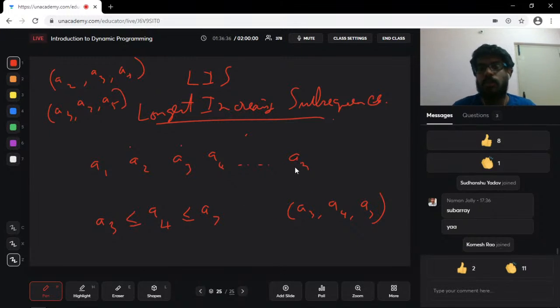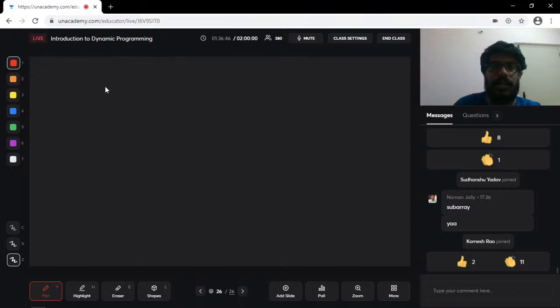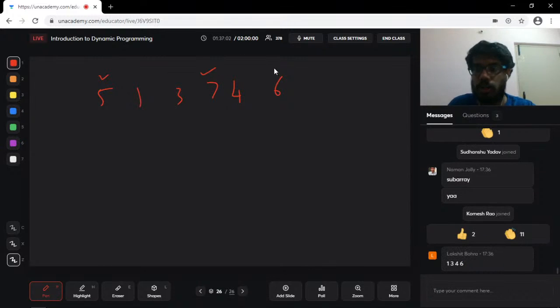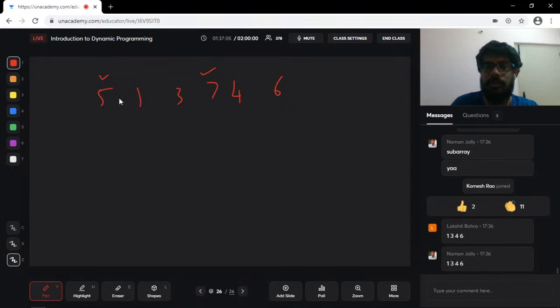So given an array, there will be lots of increasing subsequences, and what you want is the longest such increasing subsequence. Okay, so let's take an example. Say I have 5, 1, 3, 7, 4, I don't know, 6. In this, 5 and 7 form an increasing subsequence. But 5, 7, 6 don't form an increasing subsequence because it's increasing and then decreasing. That's not allowed. 1, 3, 7 is an increasing subsequence.